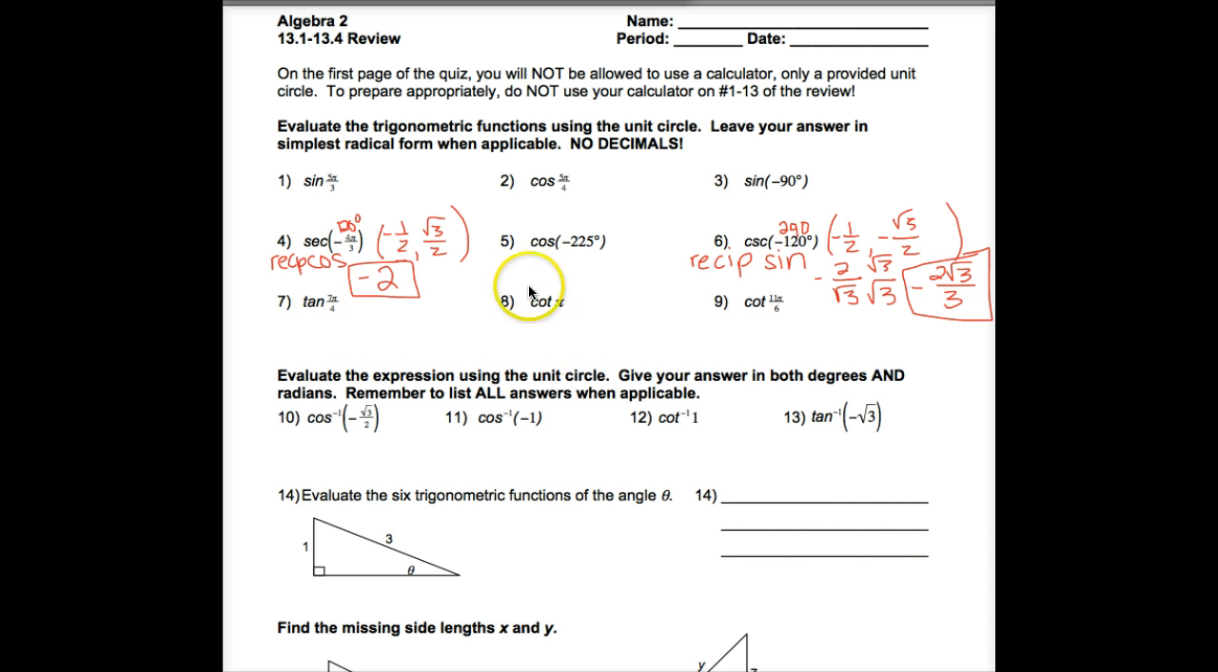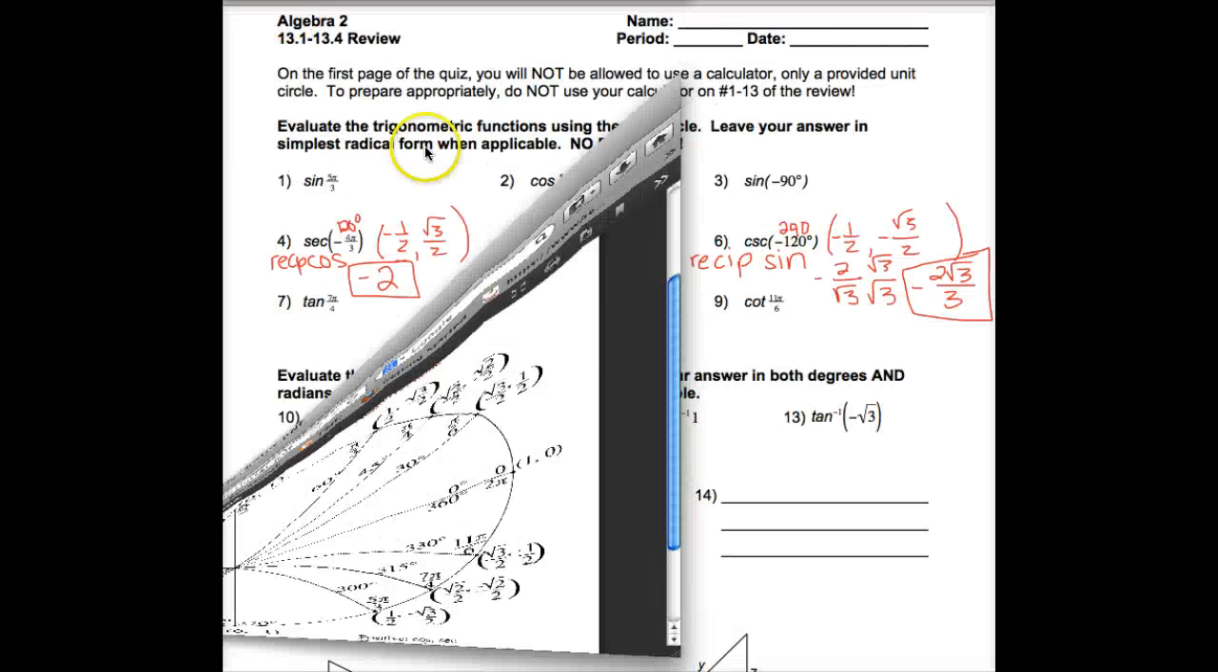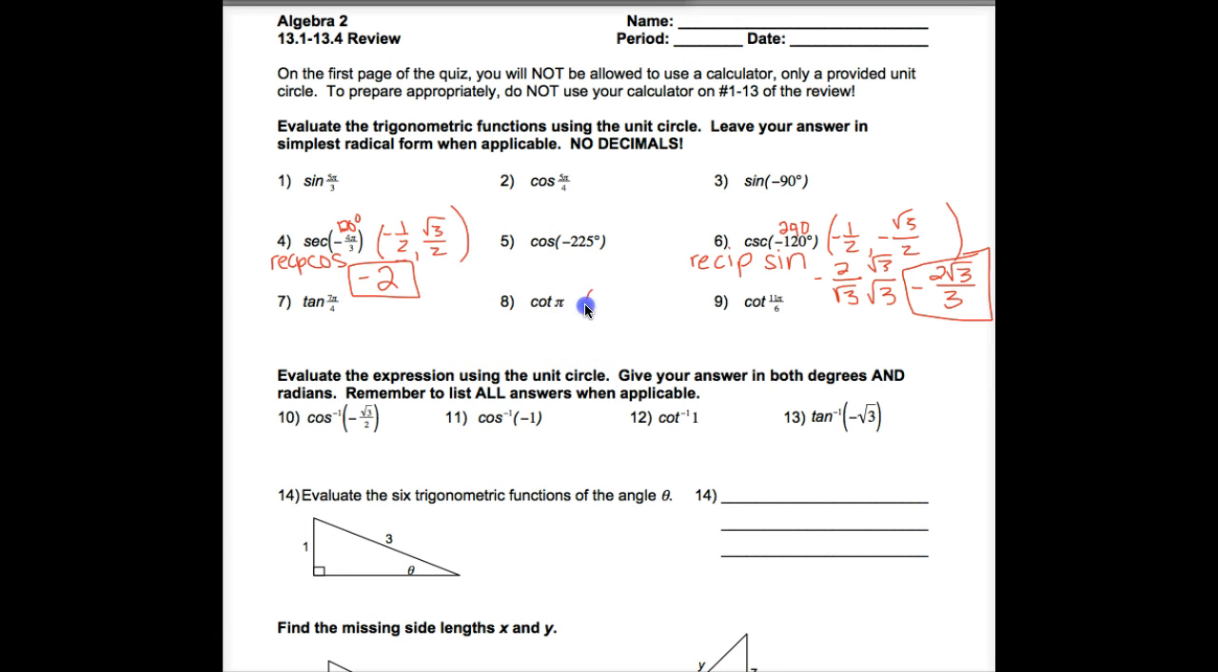Let's do two more. How about the cotangent of pi? So pi is right here. Going to get to that in a second, but here's my ordered pair, because I always try to just copy that down so I can see which angle I'm talking about. So pi is negative 1, 0. Cotangent is cosine divided by sine. So the cosine is the x, the sine is the y. When I go to simplify, you cannot divide by 0. So this one is going to be undefined.